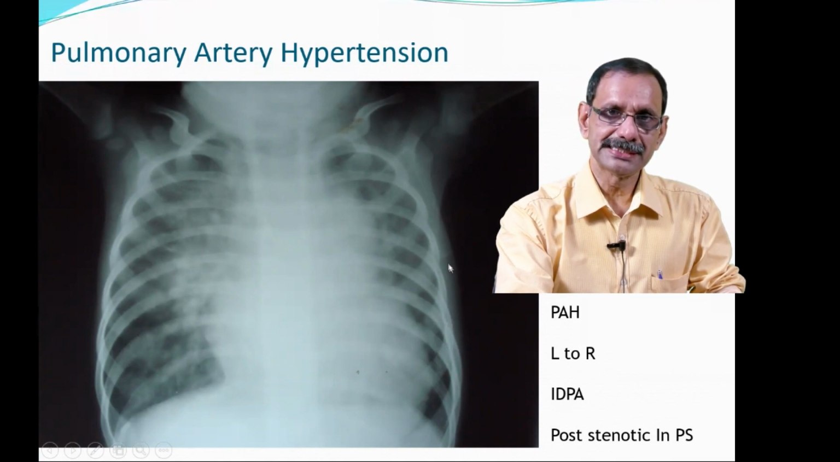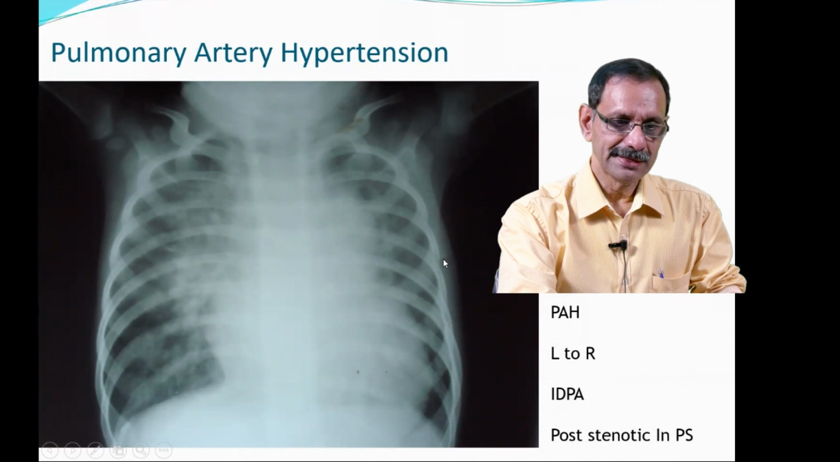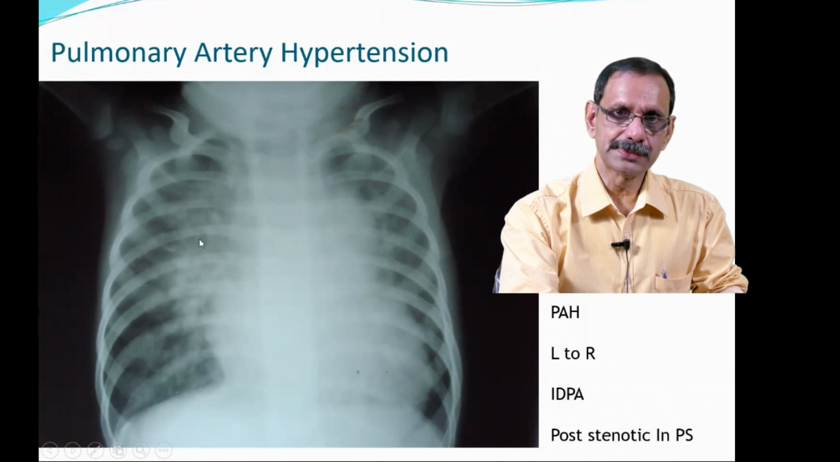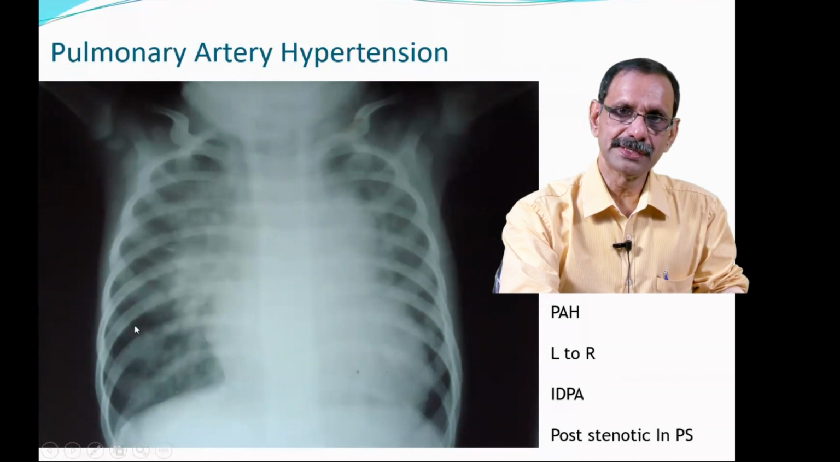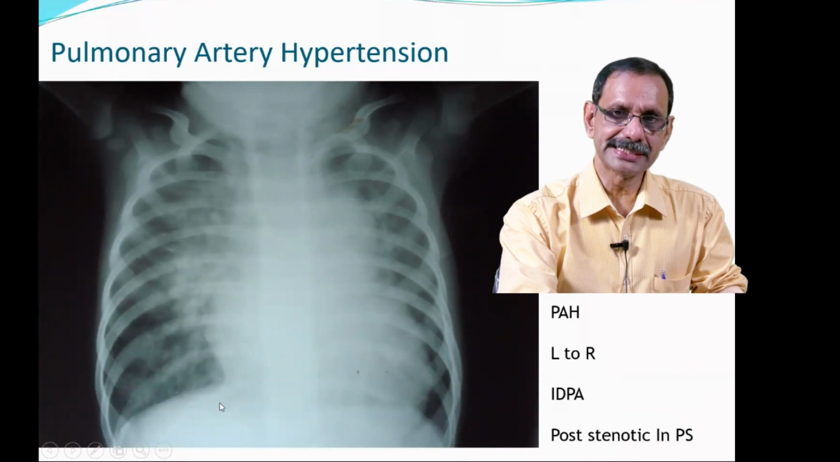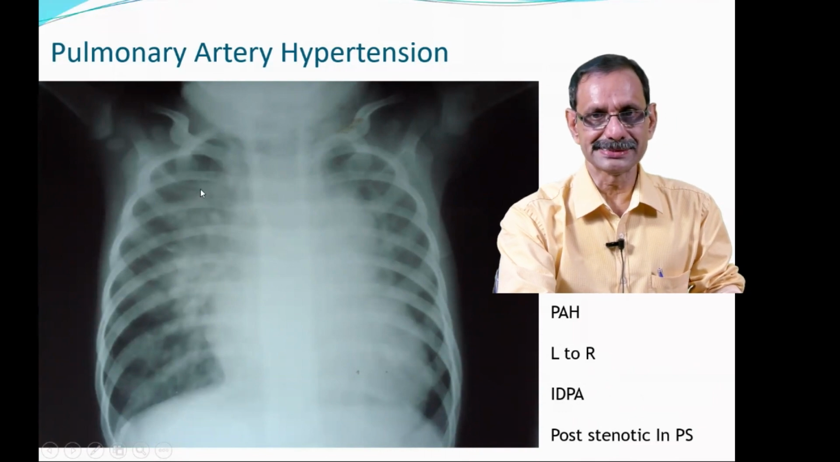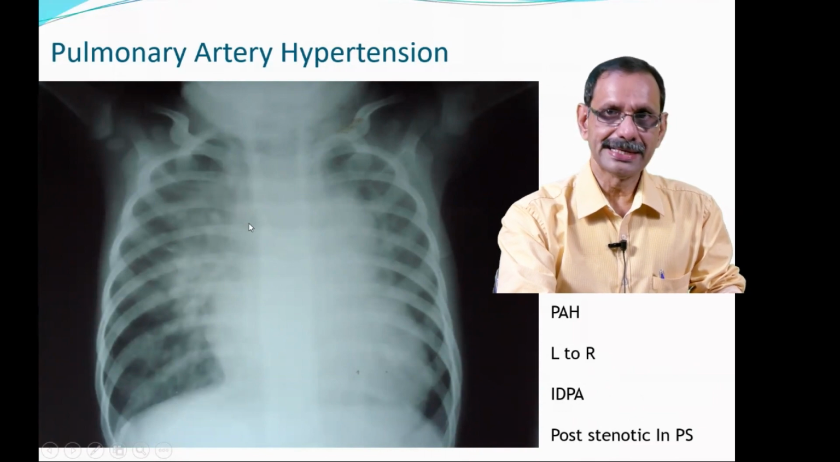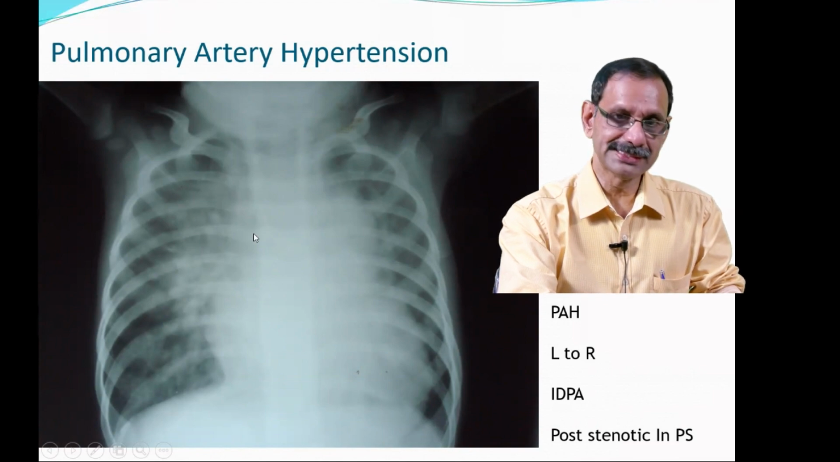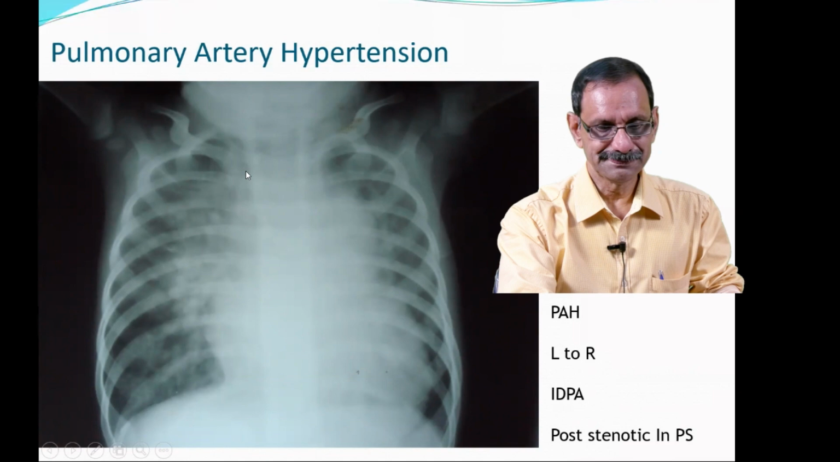This generally happens in left to right shunt conditions if it is left untreated. After some time, the body has got to come into action to restrict blood flow into the pulmonary circulation, which it does by constricting the pulmonary vessels. And once that happens, that is called pulmonary arterial hypertension, with structural modifications of the vessels. Then it becomes irreversible and inoperable.